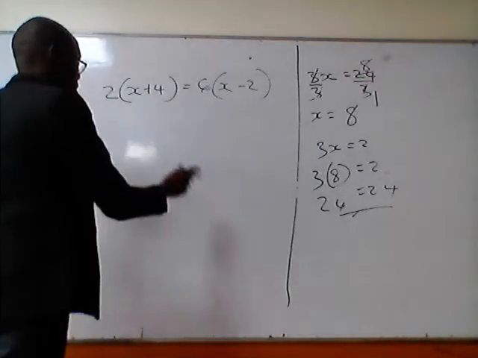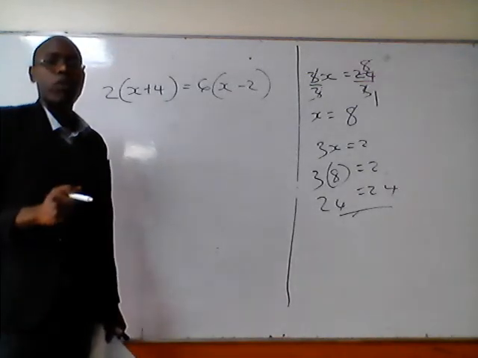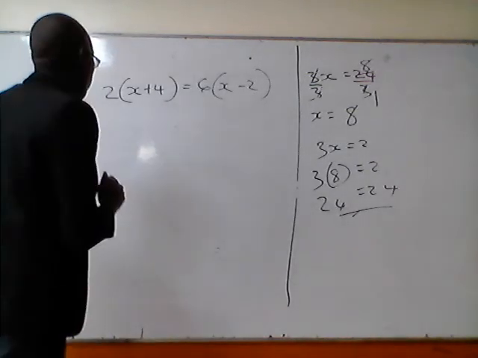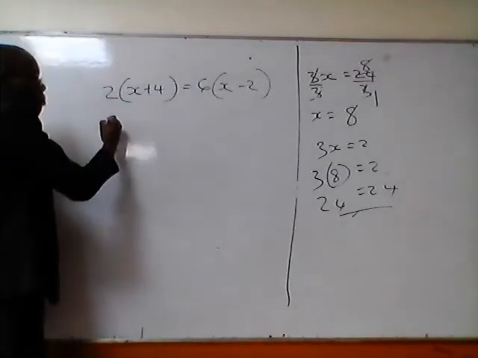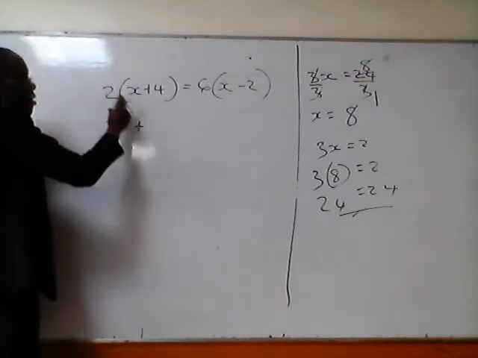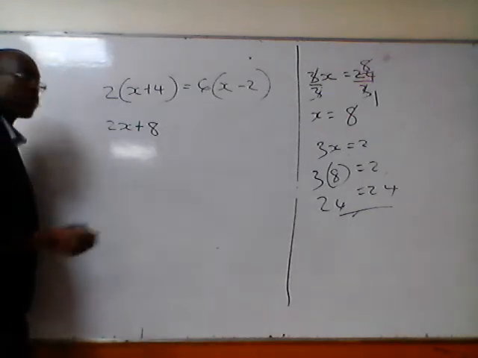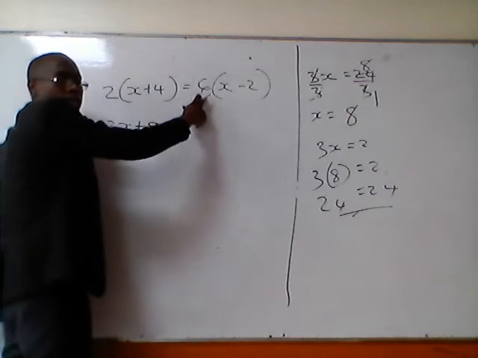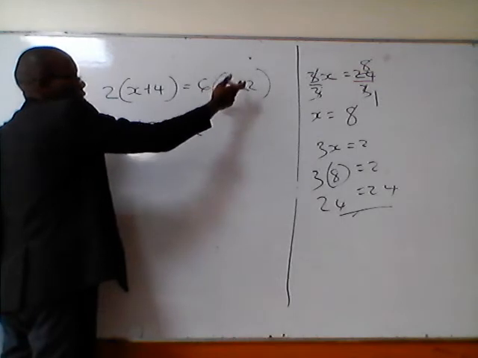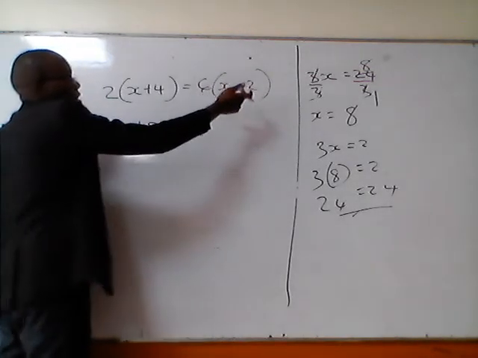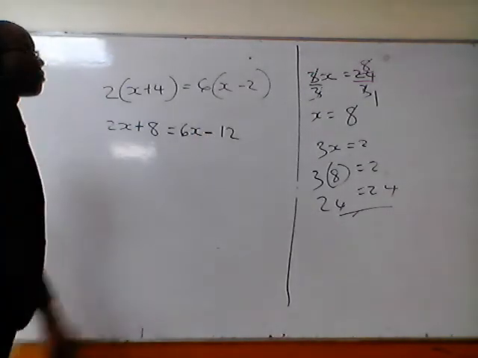We are going to open this kind of particular brackets and then we put the like terms together. And how do we go about it? It's actually very simple. We are going to open the bracket. So it's going to be 2 times x, which is going to be 2x, plus 2 times 4, which is going to be 8. That way, it is equals to 6 times x, which is going to be 6x, minus, because of this are negative, 6 times minus 2 is going to be minus 12 that way.